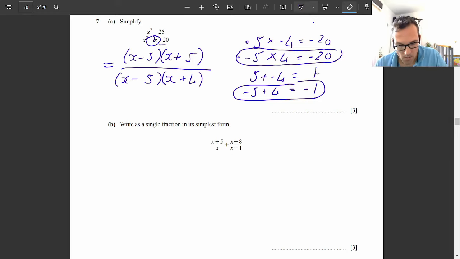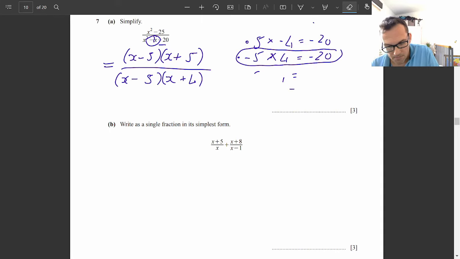Okay, now we can go ahead and cancel the brackets. So x minus 5 is the same. So we're left with x plus 5. Sorry about that. We're left with x plus 5 and x plus 4.